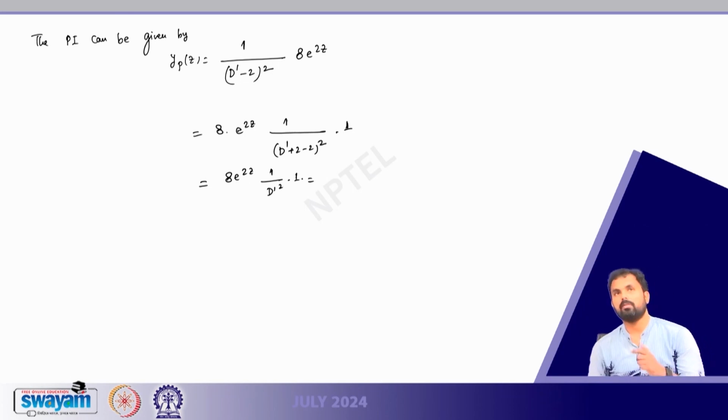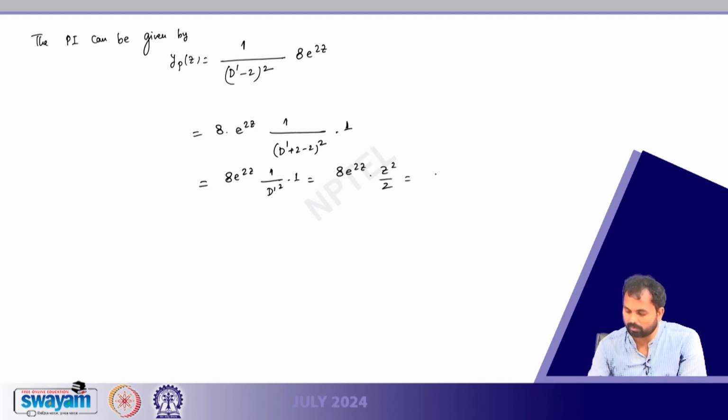So that means 1 by D' square means we are doing the integral twice. So this will become z square by 2. So 8 e to the power 2z into z square by 2. So this is 4 z square e to the power 2z, or we can write 4z square (e to the power z) whole square. So this can also be possible.